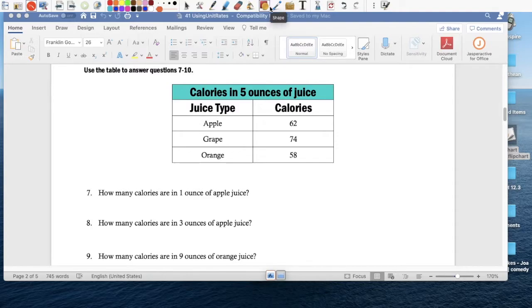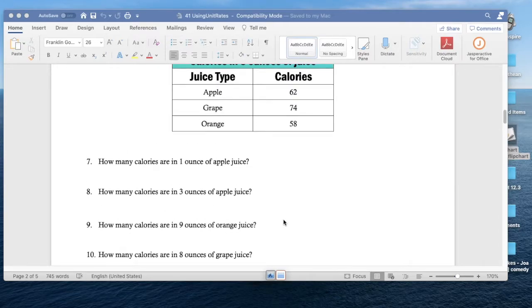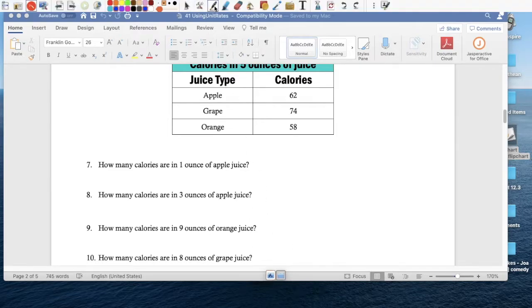Number 9 says, let me just move this a little bit up. Number 9 is talking about the orange juice. So orange juice, let's find orange juice. So orange juice is 58 calories. Right, orange juice, 58 calories. In how many? In 5 ounces. Remember, we want this, right? 9 ounces. Tienes how much calories? That's what we need to know.